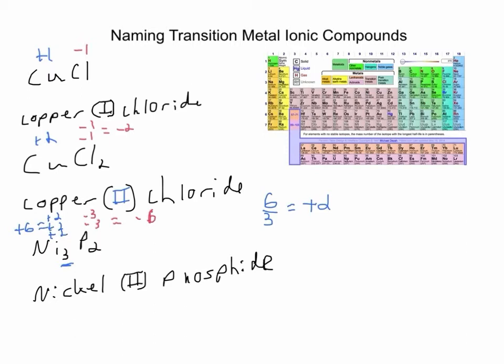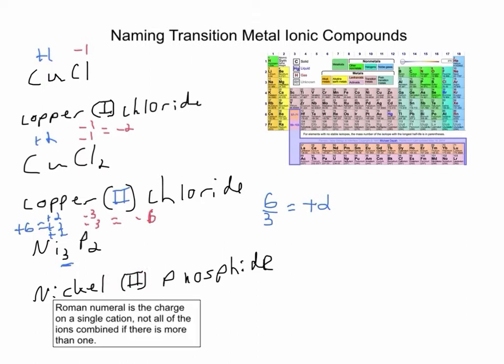And remember that this Roman numeral is the charge on a single metal ion. The Roman numeral is the charge on the single cation, not all of the combined ions if you have more than one. So here the charge on the single copper was +1, here on a single copper atom was +2, and here, even though we have 3 nickels, each nickel had a +2 charge.